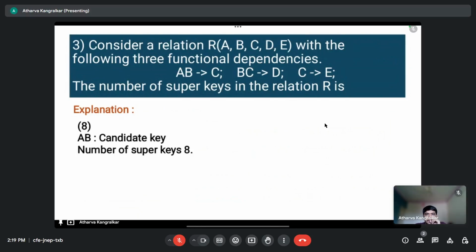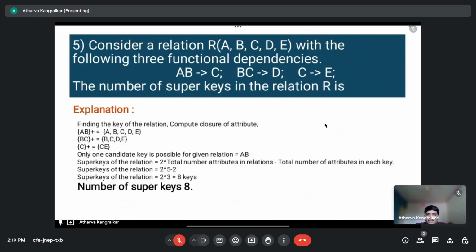So the next question is, consider a relation R(A, B, C, D, E) with the following three functional dependencies: AB to C, BC to D, C to E. The number of superkeys in the relation R is? So the answer is 8.